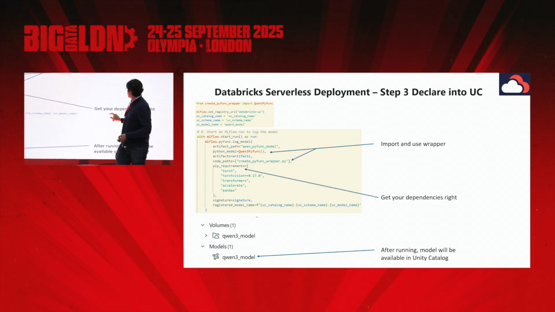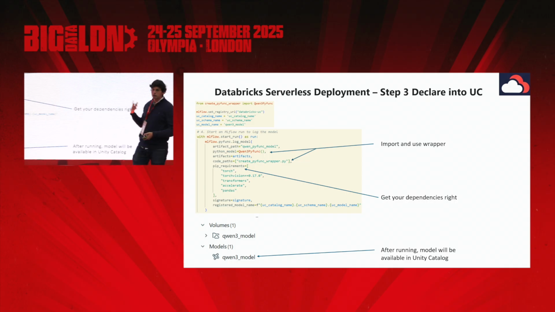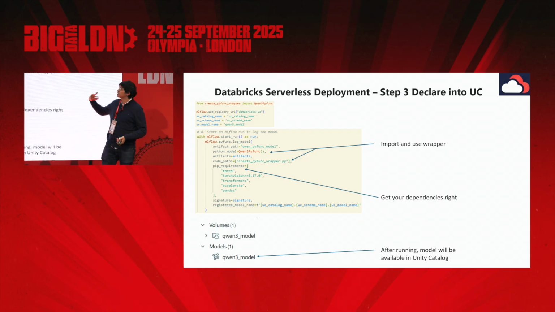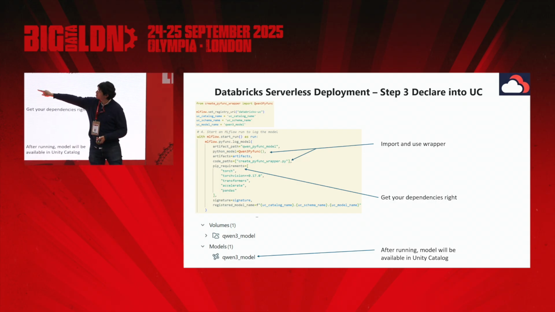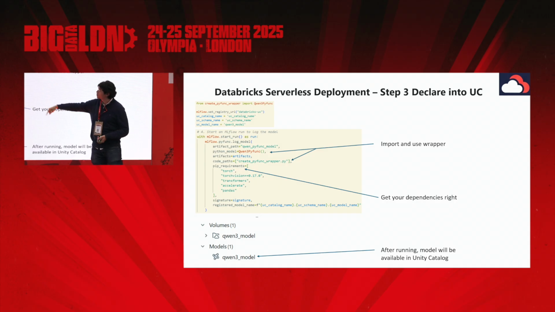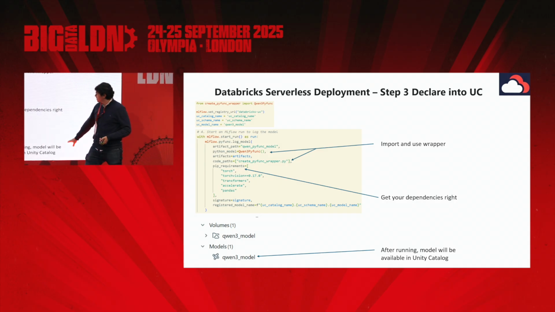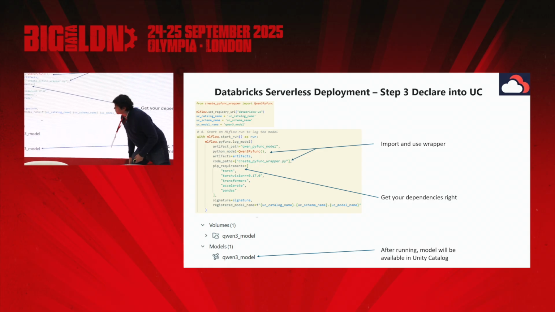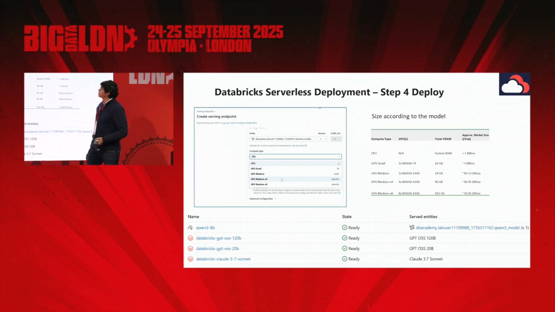One thing to look out for, this was actually 80% of my time when I was setting this up, was getting the dependencies right. And of course, mention the code of the wrapper that you made and put the dependencies right. And at the end, you'll have in your Unity catalog the actual model that you downloaded, ready to use.